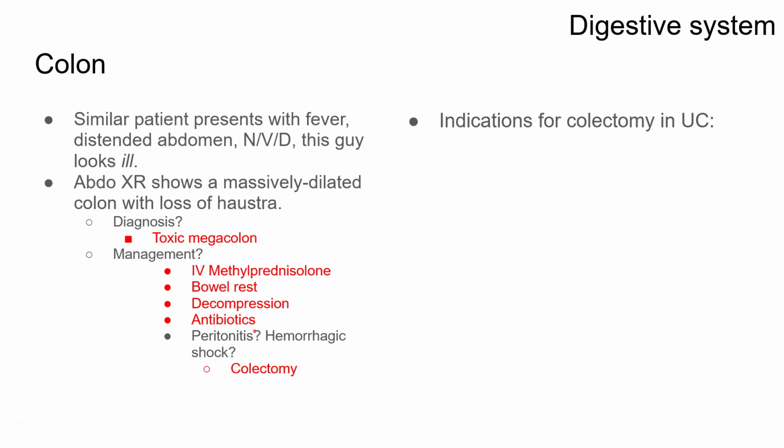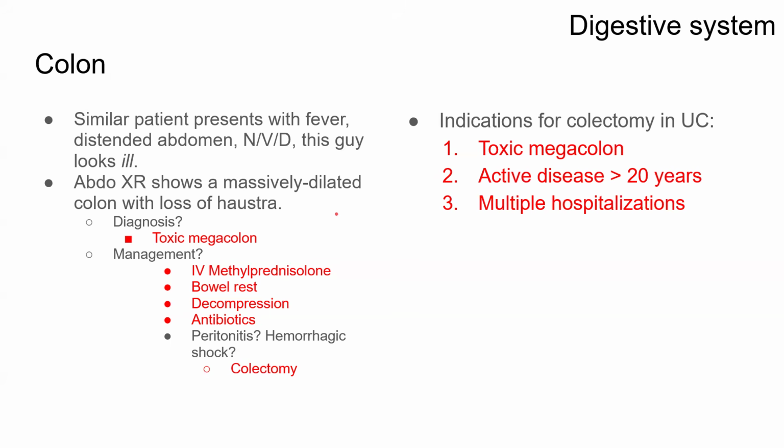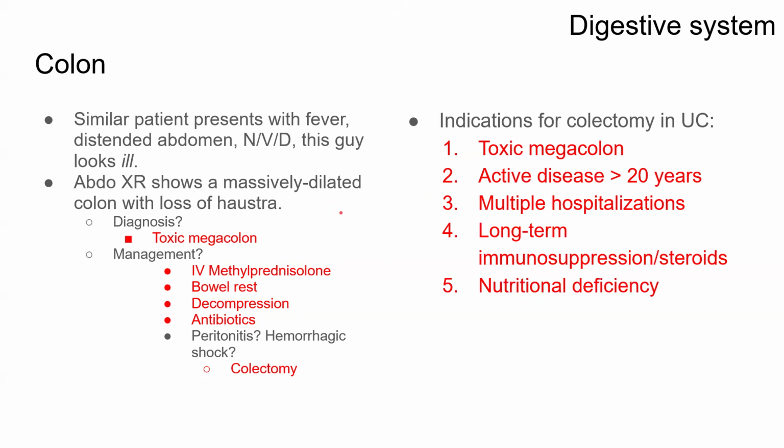So what can also help with knowing when to do a colectomy in UC, there are some indications for a colectomy in UC. So number one, as we were just talking about, is toxic megacolon. Number two, if they have active disease for longer than 20 years. So if they were diagnosed 25 years ago, you might want to start thinking about a colectomy. If they've had multiple hospitalizations for UC flares, and then if they've been on long-term immunosuppression or steroids, that's where you also want to start going down the road of getting a colectomy to manage UC.